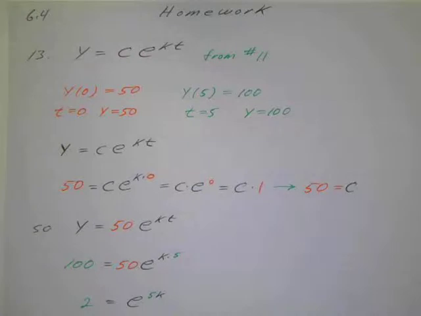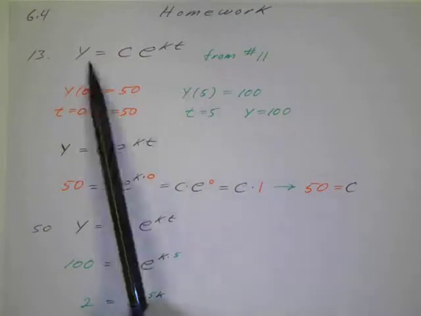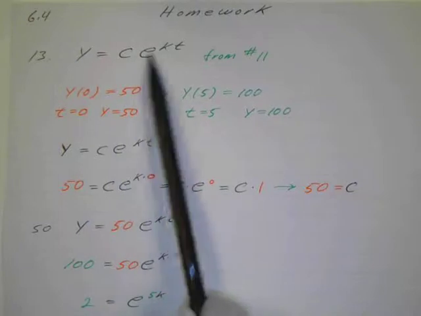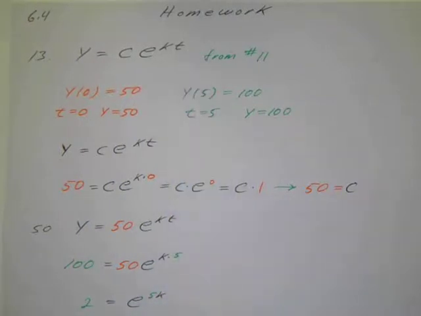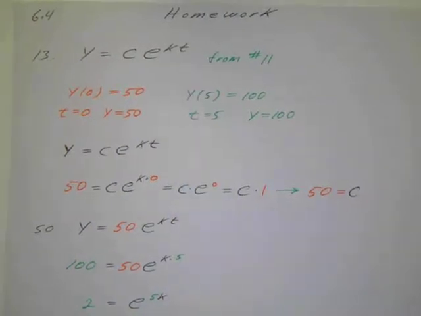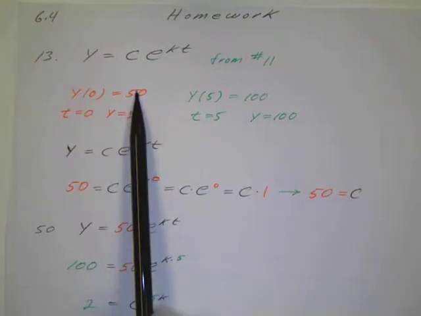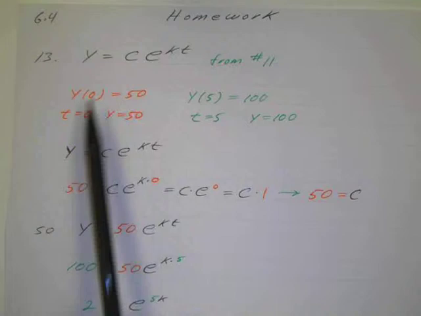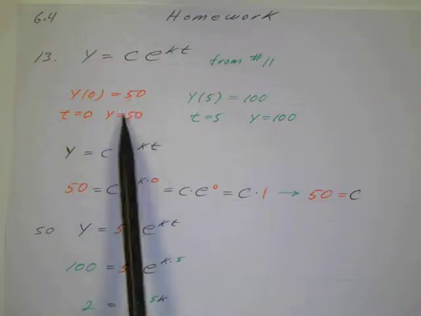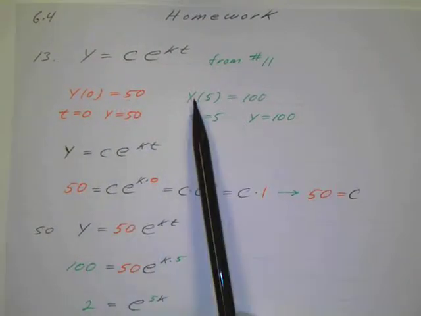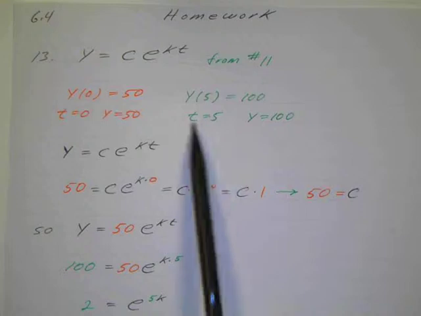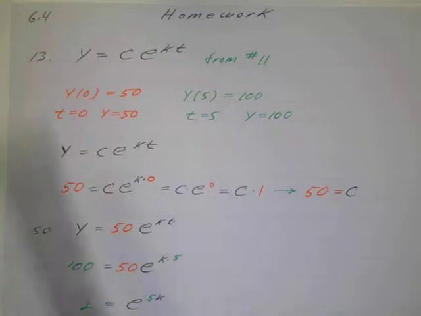Okay, more from 6.4. This is number 13. And this was kind of under the same auspices as number 11. So from number 11, we had this differential equation, y equals c e to the kt. We derived that in number 11, so we can use that. And we have two bits of information. Y sub 0 equals 50. That means when t is 0, y equals 50. And then y of 5 equals 100. That means when t is 5, y is 100. So we've got two bits of information.